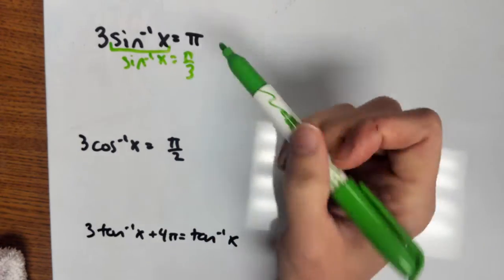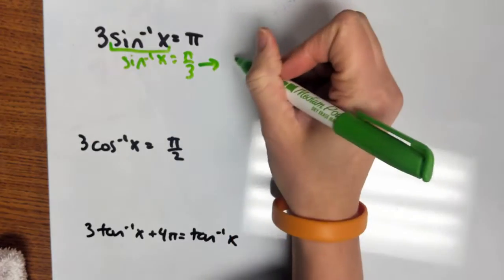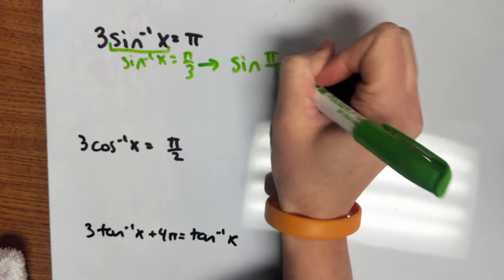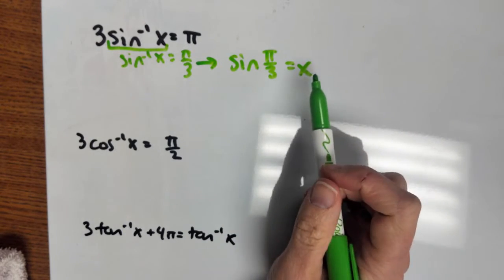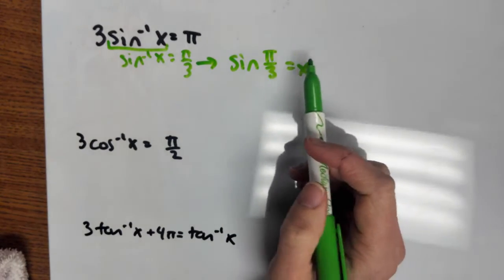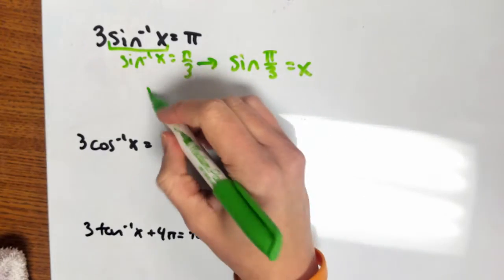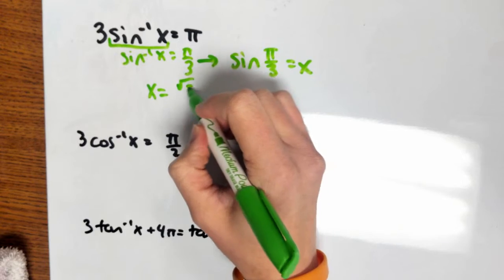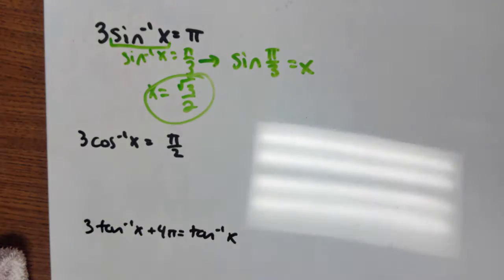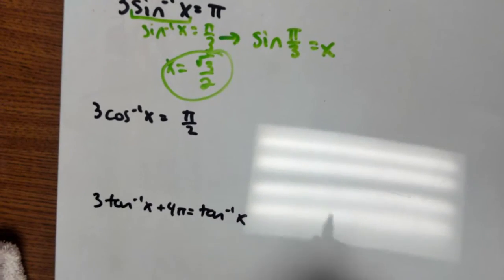Now this is saying the same thing as if I had written sine of pi over 3 is equal to x. So what it's actually asking me to find is the exact value, the ratio. What is sine of pi over 3? So I would just write it as x equals, from my unit circle, radical 3 over 2. And that's it. This one, same process.